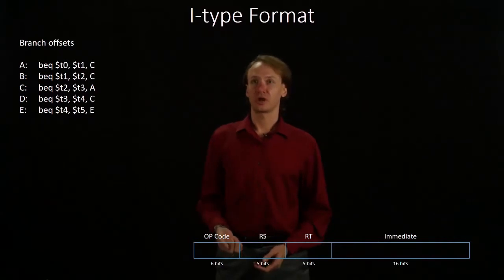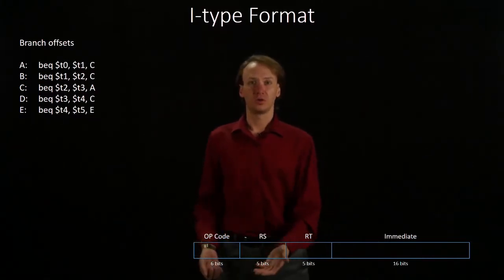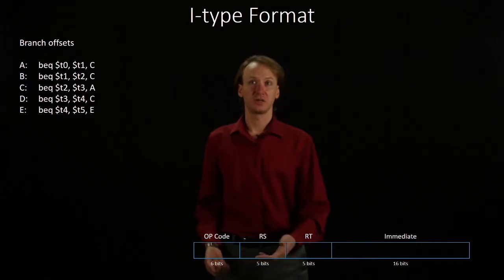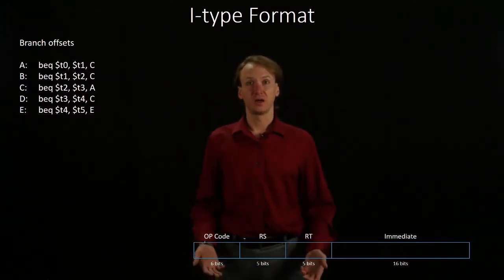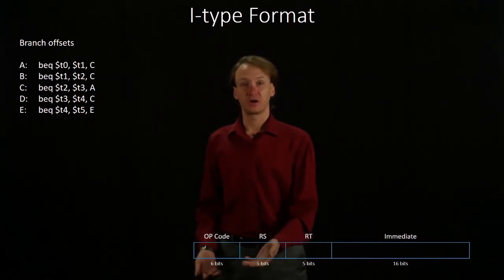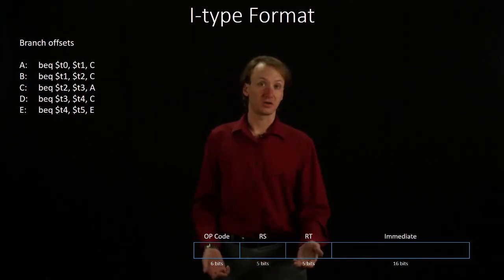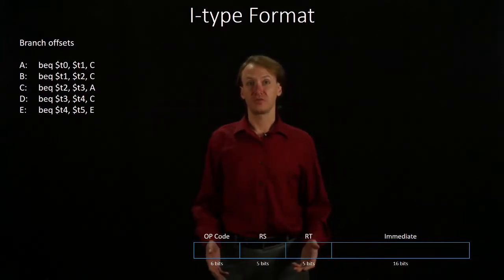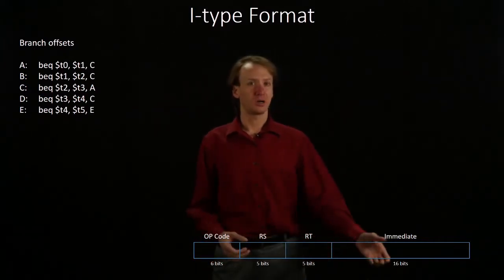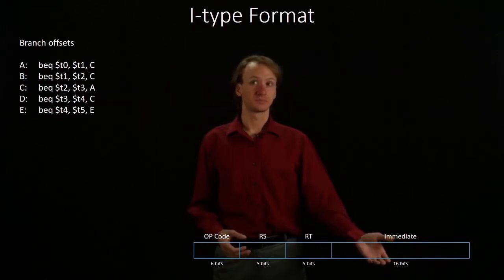So for the branch equals next to A, I would put T0 into the RS field, T1 into the RT field. If I was looking at E, I would put T4 into the RS field and T5 into the RT field. So that much is straightforward. The hard part comes in with the immediate.